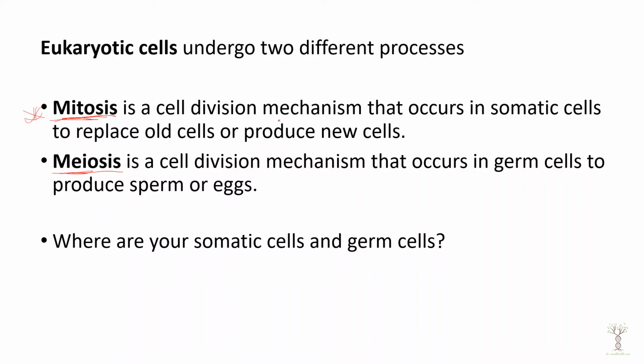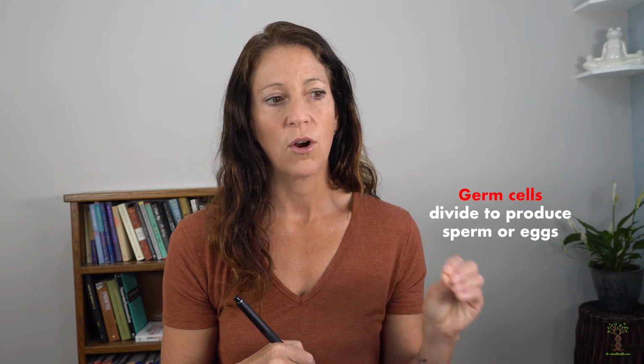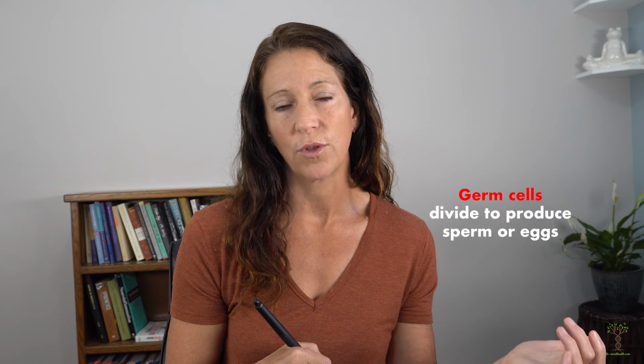This is a cell division mechanism that occurs in somatic cells. And the purpose is to replace old cells or to make new cells when we grow. So where are our somatic cells? Somatic cells are basically any of the cells in our body that have differentiated and become a specific cell type, like your skin cells, your liver cells, your blood cells, or bone cells. So those are somatic cells, whereas germ cells are going to be the cells in the testes or the ovaries that can become sperm or eggs. So while we're looking at the mitosis process, we are focusing purely on somatic cells.